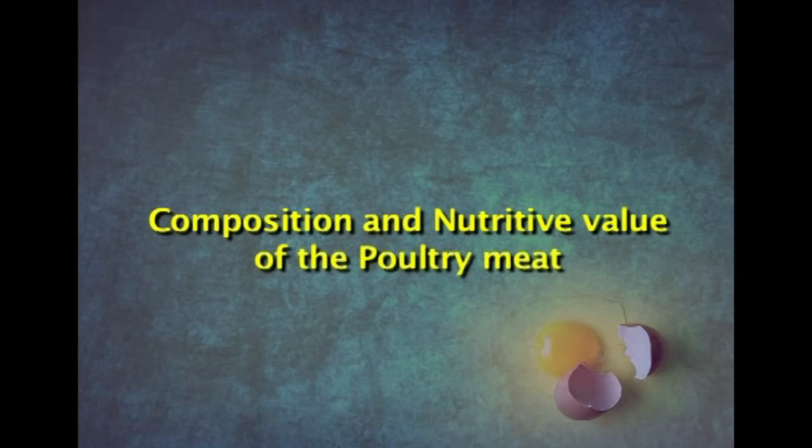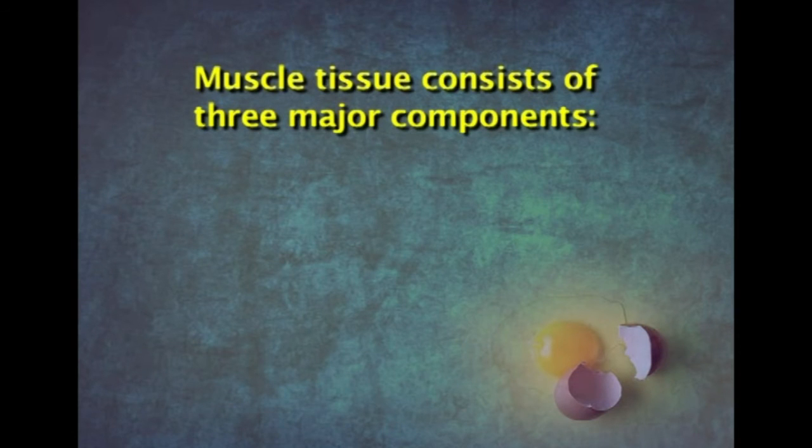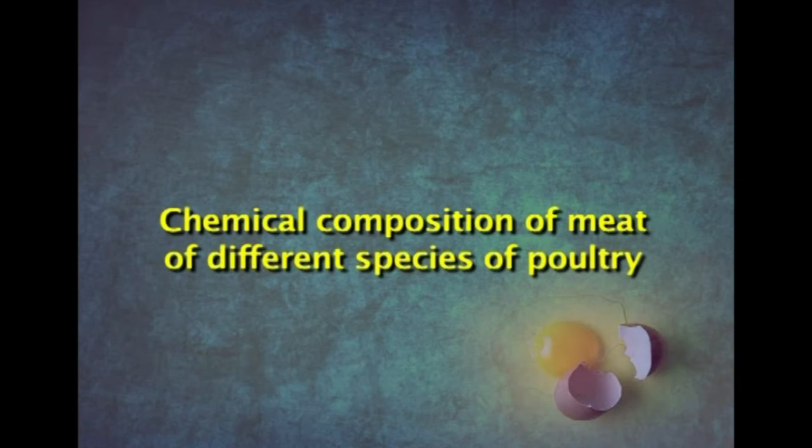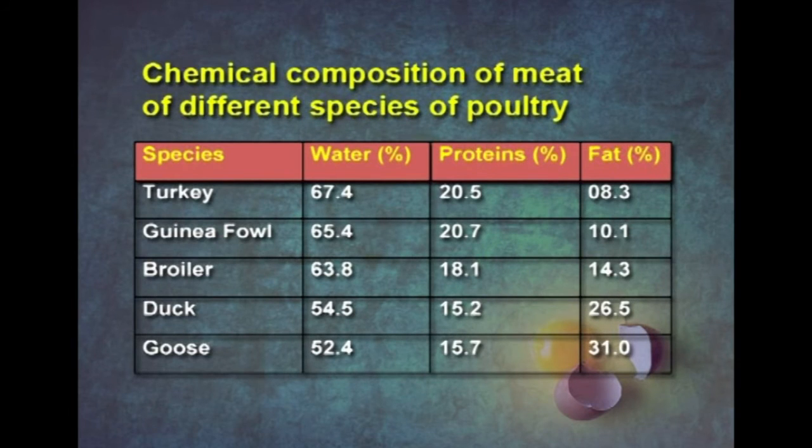Now let us talk about the composition and nutritive value of poultry meat. Muscle tissue consists of three major components: water 75%, protein 20% and fat only up to 5%, and carbohydrates in very small quantities. Now I have given you a tabular column which talks about the chemical composition of meat of different species of poultry. As you can see, turkey meat happens to be one of the healthiest because of less fat content, and the ones which have more fat are the geese and the duck.